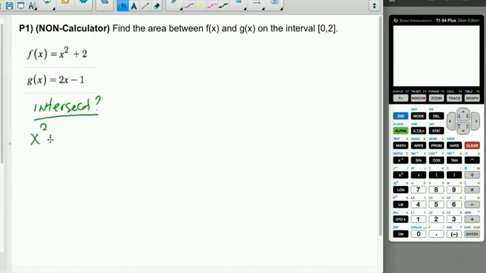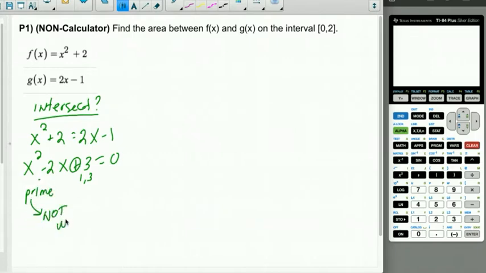If I were to check whether these intersect, I can check if x squared plus 2 equals 2x minus 1. I'd get x squared minus 2x plus 3 equals 0, and this doesn't factor because the 1 and 3 would have to have the same sign. So this is prime, which pretty much means it's not worth my time. Because if this is a non-calculator problem, which it is, then the numbers I'm going to get are going to be fairly nice numbers, and if I'm not getting numbers that factor, this isn't worth my time. So I don't really care.